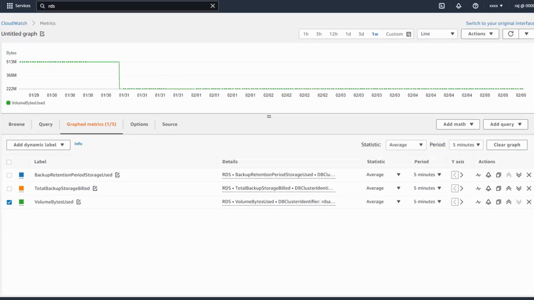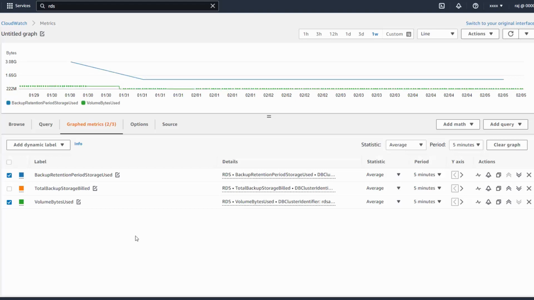This green line here is for the volume bytes used metric. When I created my cluster, the cluster volume size was roughly half a gig, and the retention period for the automatic backup was 7 days. This blue line depicts the backup retention period storage used. As you see here, there is a drop in backup retention period storage used, and the reason was that I modified the cluster to have a retention of 2 days instead of 7 days. And after that, I haven't changed the retention period, and that is the reason for this flat line.